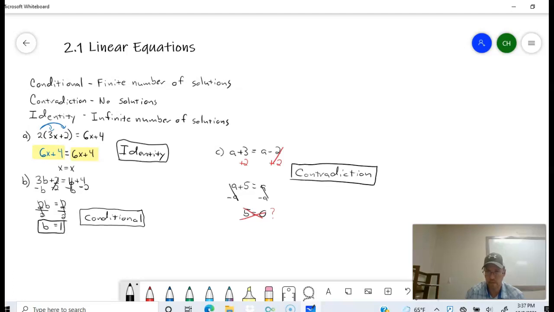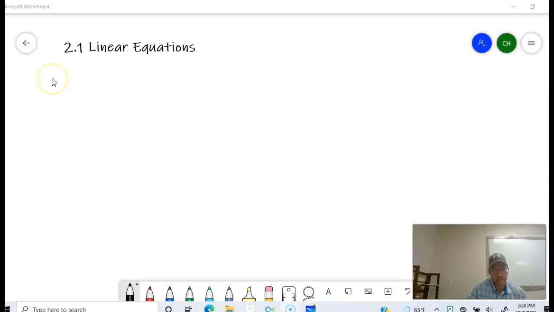All right, so we've got 3 different types of answers. The equation's either going to be an identity, it's going to be conditional, or it's going to be a contradiction. It's going to be one of those 3. All right, let's talk about absolute values for just a minute. Let's do a little review.